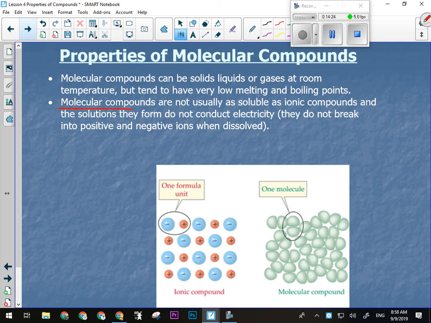Molecular compounds are not usually as soluble, and the solutions they form do not conduct electricity. Another thing about molecular compounds is they don't tend to have extreme pHs. Molecular compounds don't tend to be strong acids or strong bases. They tend to be more in the middle.